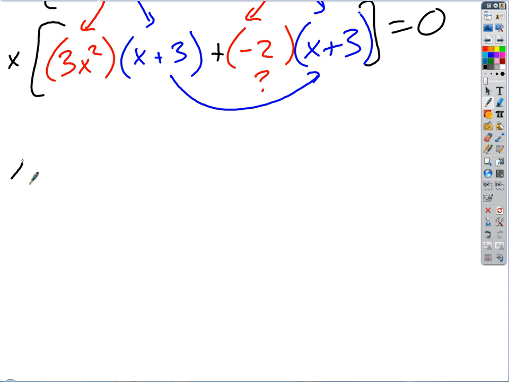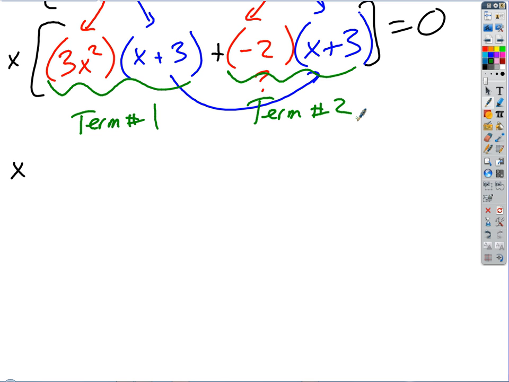All we're going to do is the stuff inside the brackets. Look, I've got two terms. I've got term number 1 and term number 2. Terms are things that are added or subtracted, and those are being added. I want to see, is there a greatest common factor there? Is there a common factor in each term? Well, yes, x plus 3. x plus 3 is a factor in each of those two terms, and so I can factor that out front with the x.